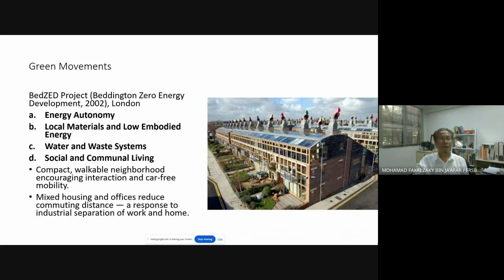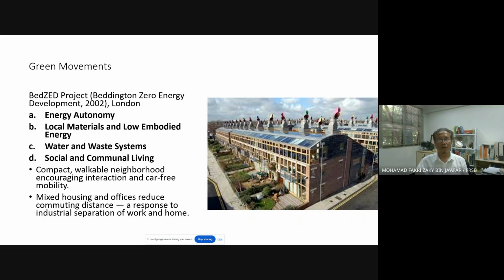And then, responding to environmental concerns, we have green movements. People start to talk about energy efficiency, low-energy buildings, even wastewater recycling. These began in the 70s. They try to address the side effects of industrial consumption and industrial production. So they tend to produce their own energy, use local materials, and low ambient energy. Again, social and communal living is also a theme, and we can see that this trend runs across all the previous counter movements. Compact, walkable neighborhoods encourage interaction and car-free mobility, reducing commuting distance.